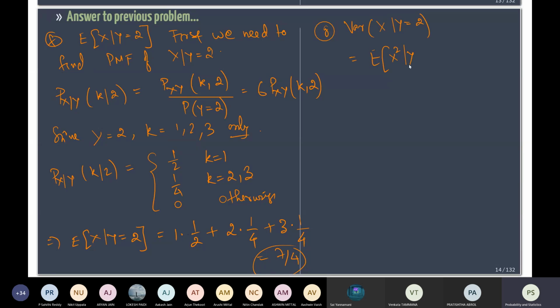I think I should stop now. It's 10:30, so we will continue from here. In fact, you should do this as an exercise. It's straightforward.